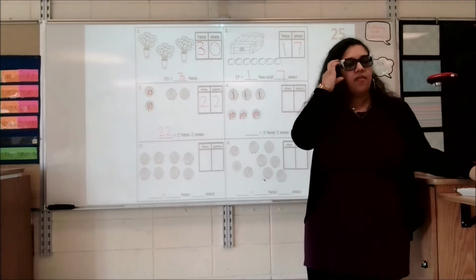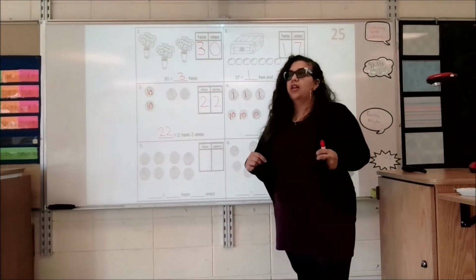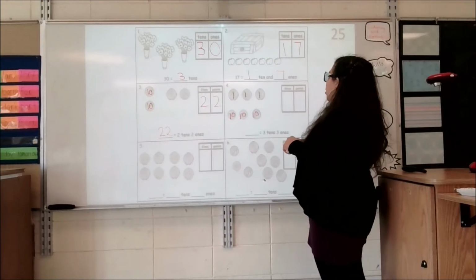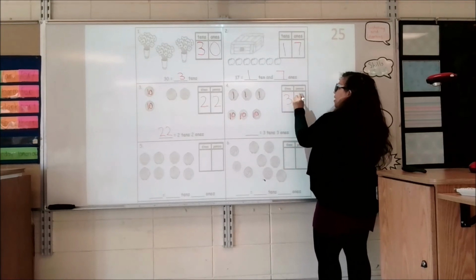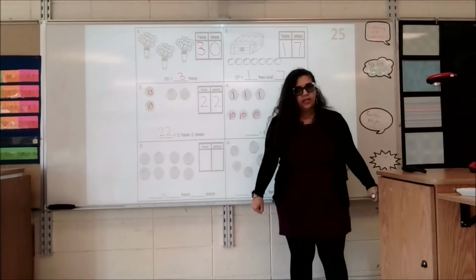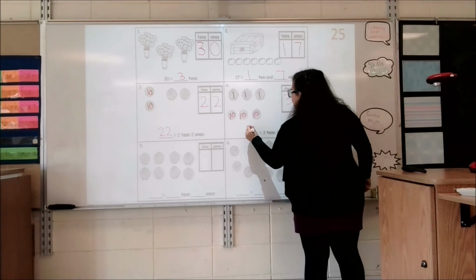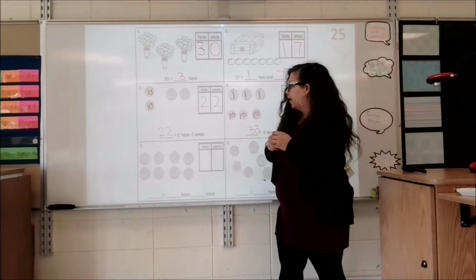And what's the value of a penny? 1 cent. Good. And what's the value of a dime? 10 cents, correct. So we have pictured here 3 dimes and 3 pennies. 33 cents. 3 groups of 10 and 3 ones. Let's do a couple more, okay?